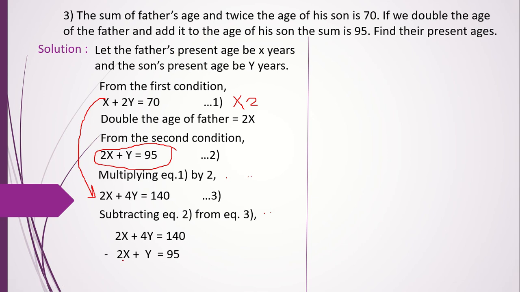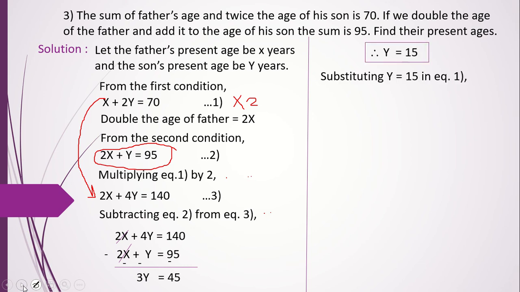So when we subtract, the signs change. 2x will get cut. 4y minus y is 3y. And 140 minus 95 is 45. Now 3 will go that side and will become division. Therefore, we will get y is equal to 45 divided by 3, and 45 divided by 3 means 15.